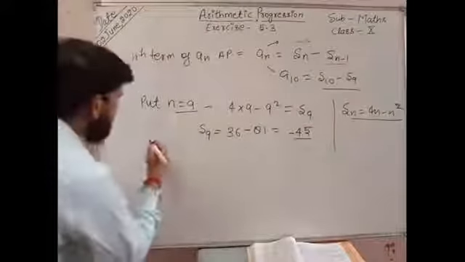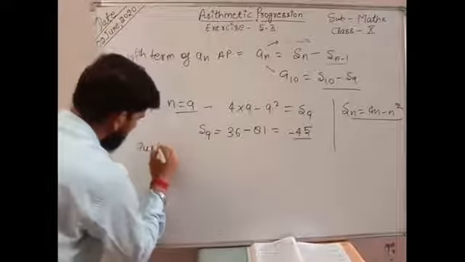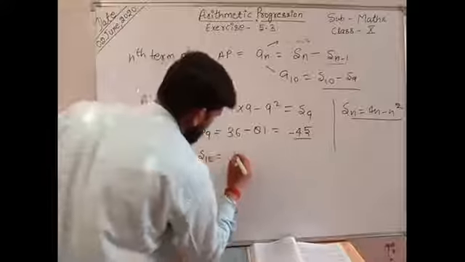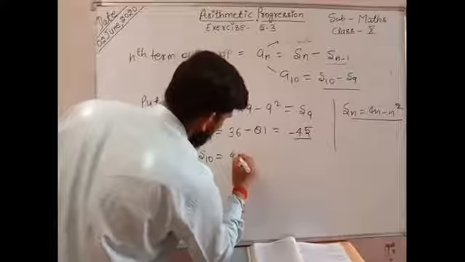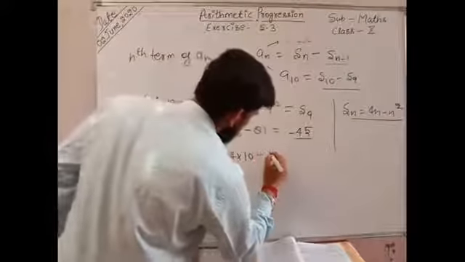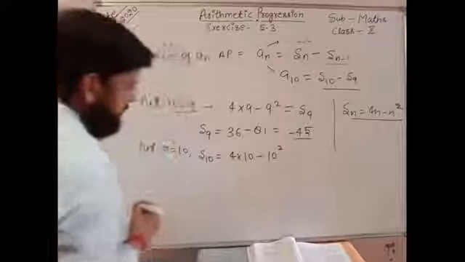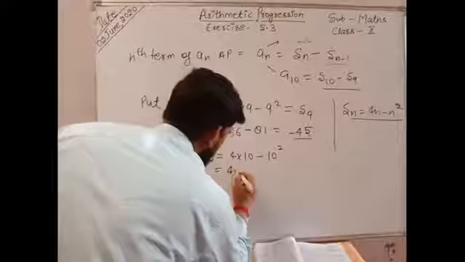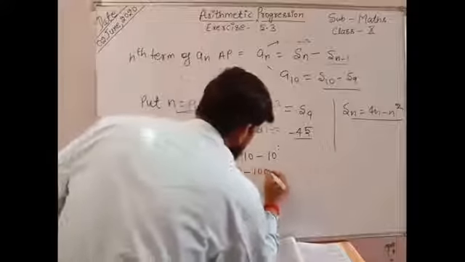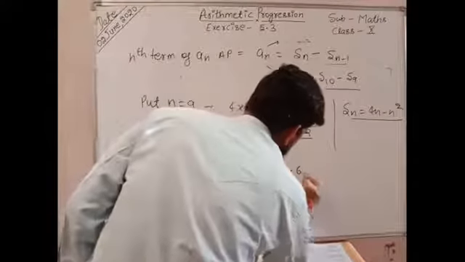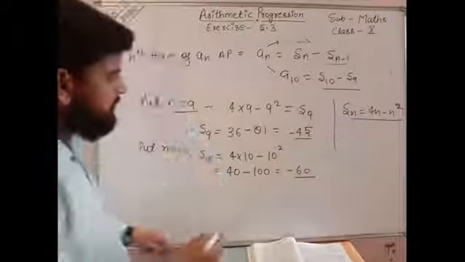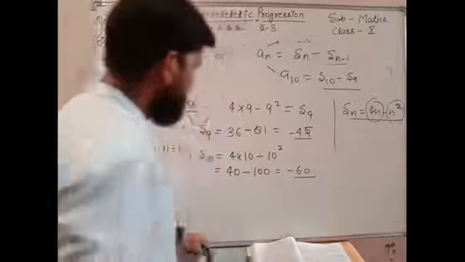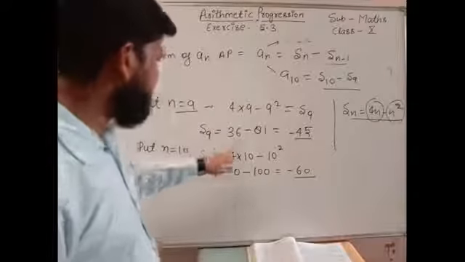Okay, now put n equals to 10. So S10 is equal to 4 multiplied by 10 minus square of 10. So this is equal to 40 minus 100, that is equal to minus 60. I just put 10 in place of n. Okay, so we got S10 and S9.